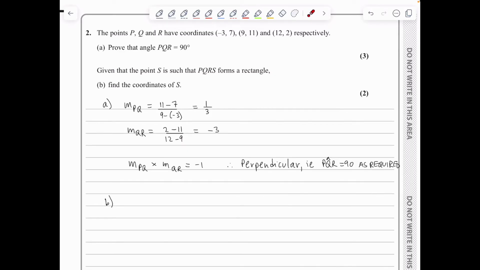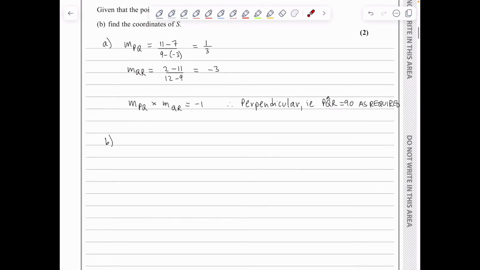In part B, we are told that there's a point S such that PQRS forms a rectangle and we need to find the coordinates of S. I will start by drawing a rectangle, putting all the information we've got up to now. It's points P, Q, and R, and the point down at the bottom is point S. So we need to find the coordinates of S, and the idea is that the route from R to S is the same as the route from Q to P. So we have the coordinates of Q and P, and we see that to go from Q to P, I need to go 12 units to the left. So from 9 to -3, that's 12 units to the left, followed by 4 units down from 11 to 7.